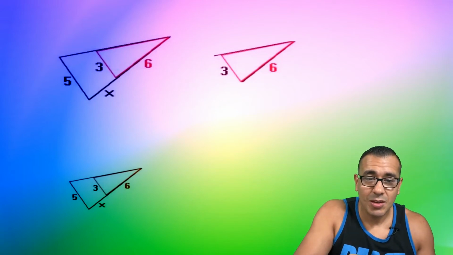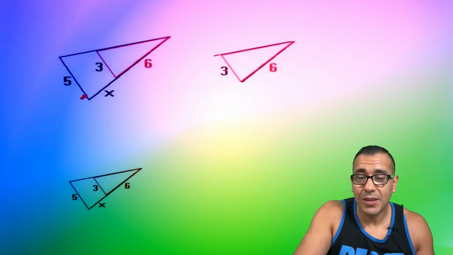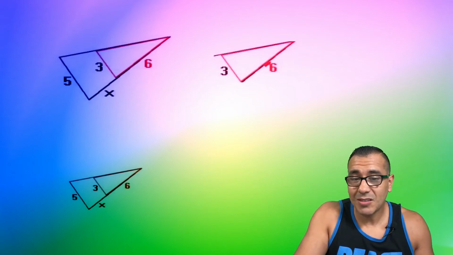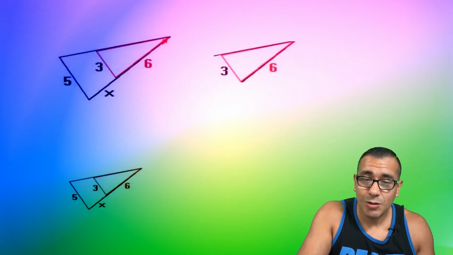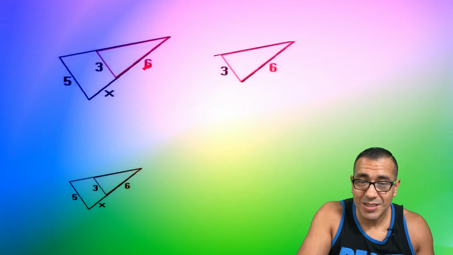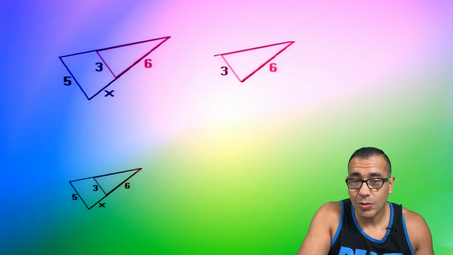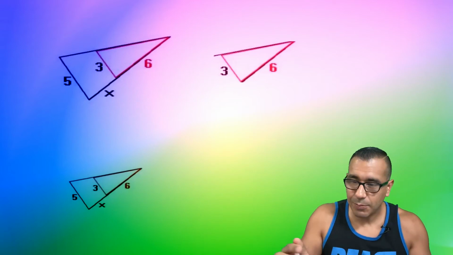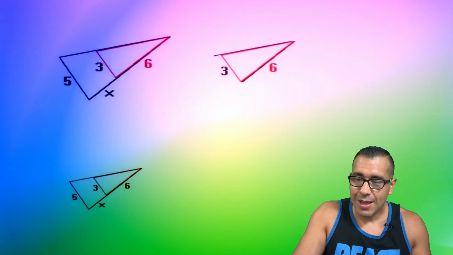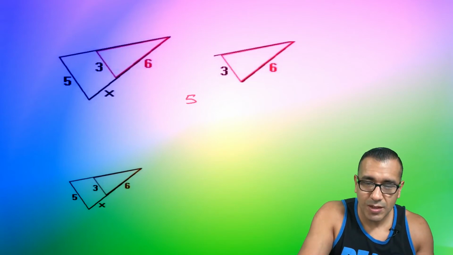And notice we know that this side of 3 corresponds to this side of 5, but this side of 6 corresponds to, this is where we've got to be careful. Because notice this length from here to here is 6, but the length from here to here is x. So we want to make sure we add those two lengths. All right, so let's go ahead and do the setup here. So I'm going to say 5 corresponds to 3.